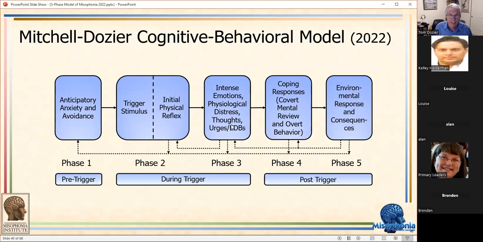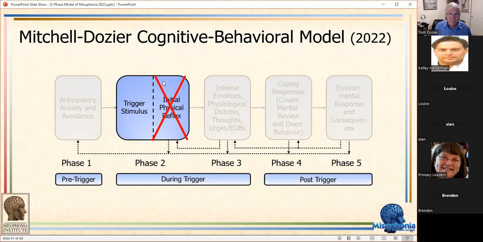So the physiological distress here may actually include tensing of the muscles as part of the way you just respond to distress. And that's what makes it so hard and so confusing to recognize the initial physical reflex. But if we could just get rid of this initial physical reflex, we would break the chain, right? It wouldn't trigger the emotions.